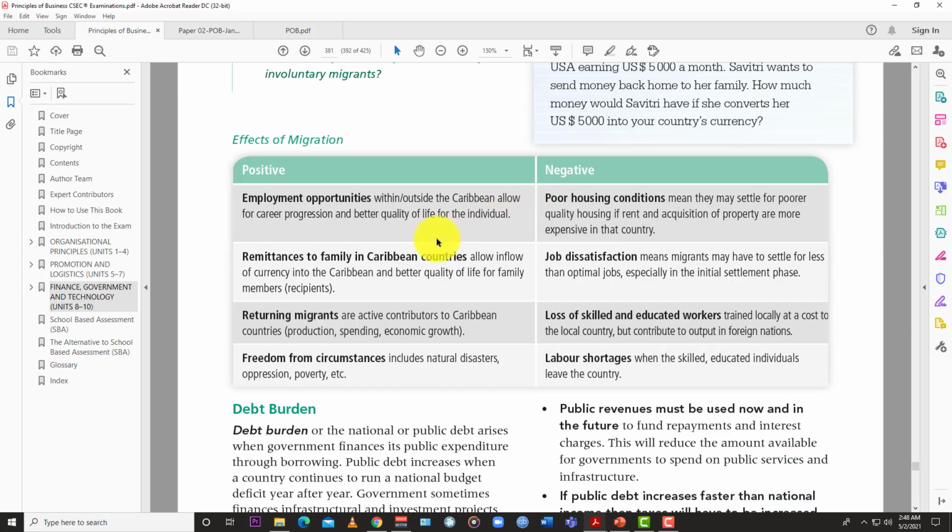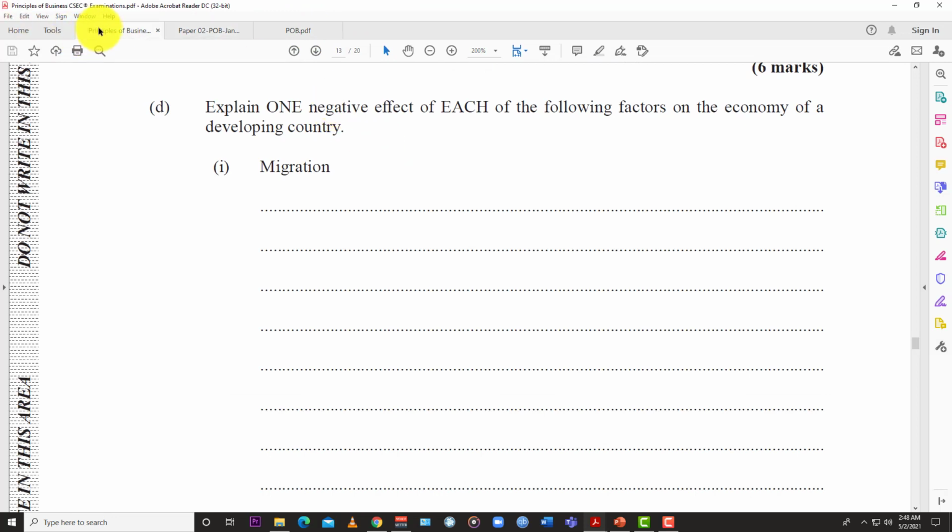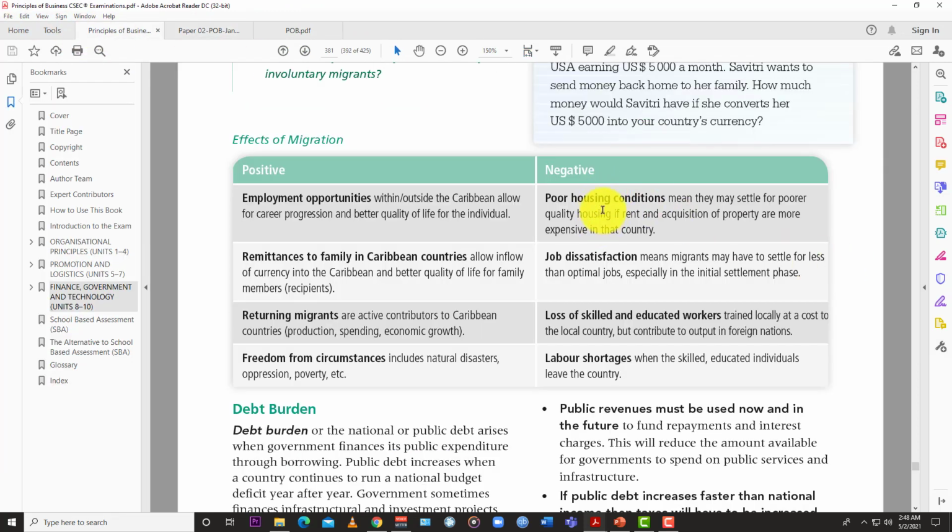And if we jump to our textbook, we have some negative impacts of migration on the developing country. That's why the question they ask for negative effect. And so we have a few outlined here. And so we have poor housing conditions may mean they settle for poorer quality of housing if rent and acquisition of property are more expensive in that country. But we're going to focus on the last 2 here. They said choose one. So we're going to focus on these last 2.